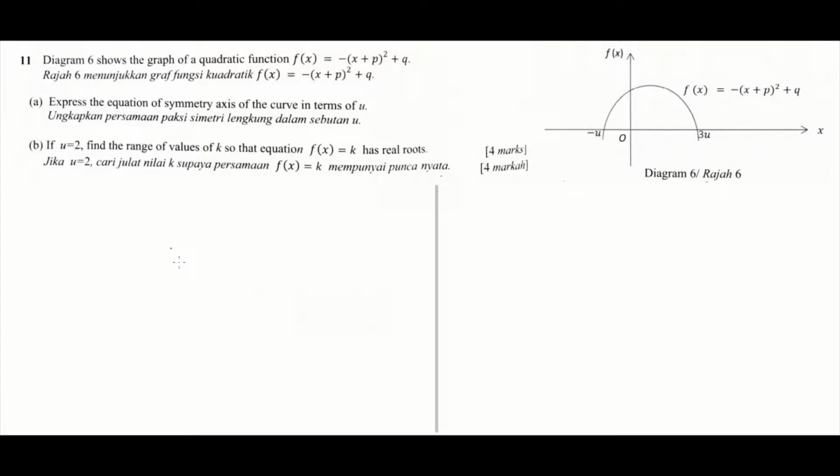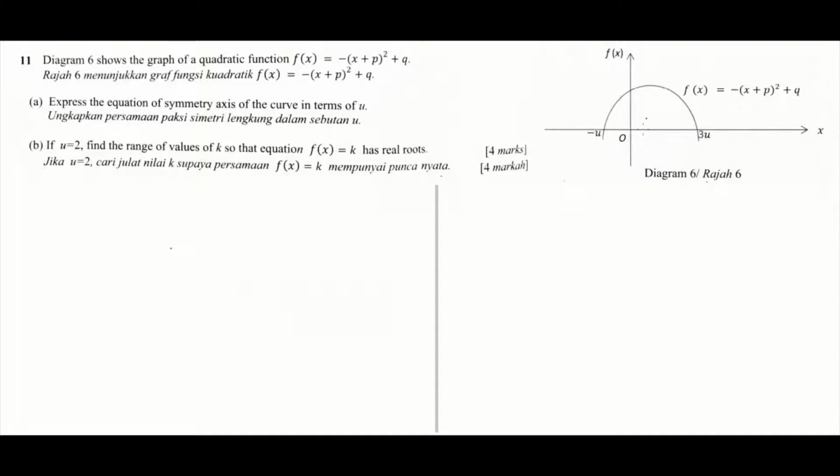Okay, number 11. The diagram here shows the graph of a quadratic function f of x equals negative (x plus p) squared plus q. Express the equation of the symmetry axis of the curve in terms of u.